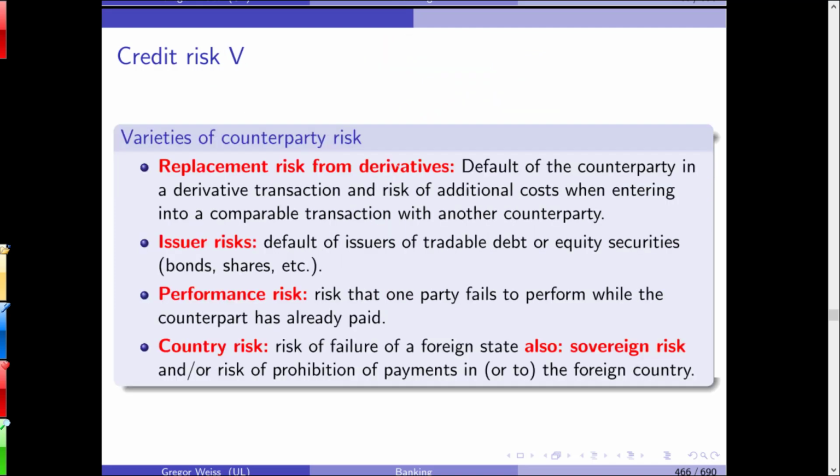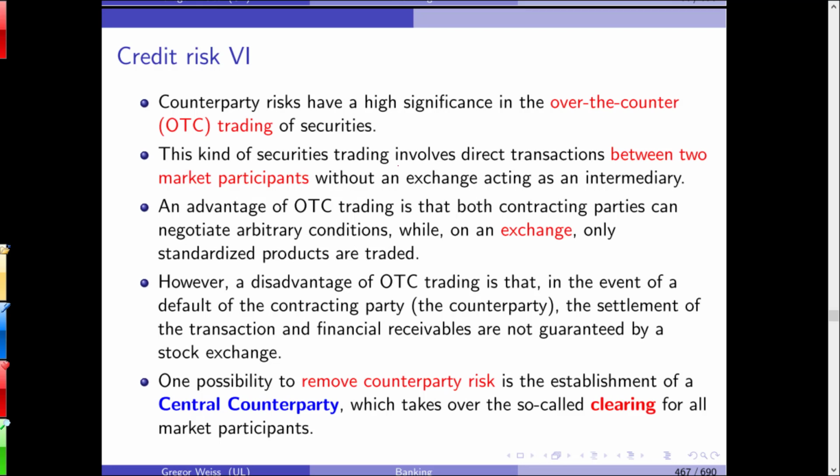Some other varieties of counterparty risk. Replacement risk from derivatives, we've just seen this. Issuer risk, performance risk, country risk, also sovereign risk. Those are just some variants of counterparty risk, and this has become very important since the financial crisis. One way to deal with this is to include a central counterparty. As you've seen, this type of contract is OTC traded.